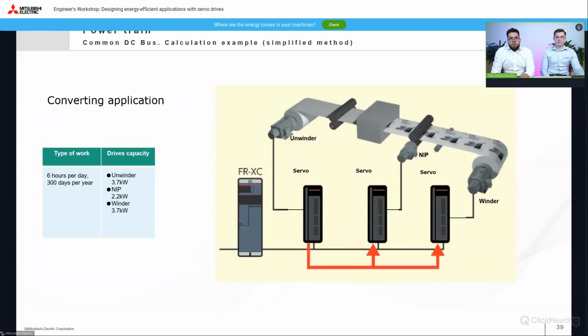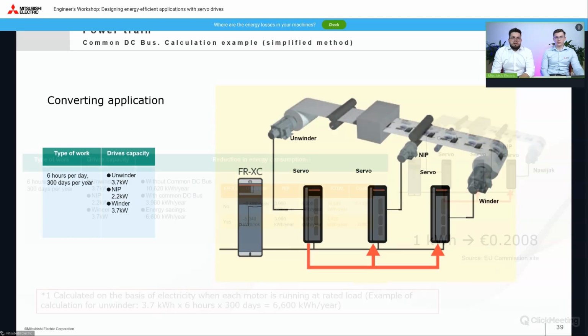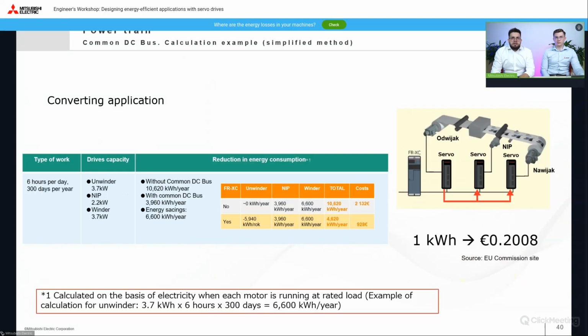We have a winder, NIP and unwinder drives, and we know the capacities of these drives. The unwinder and winder have the same capacity. Additionally, we have the option of using the FRXC module to build a common DC bus solution for our drive system, so the drives theoretically can exchange the energy. And the first option, let's calculate it very simply. The first option is without energy exchange between the drives, that is, without the FRXC module.